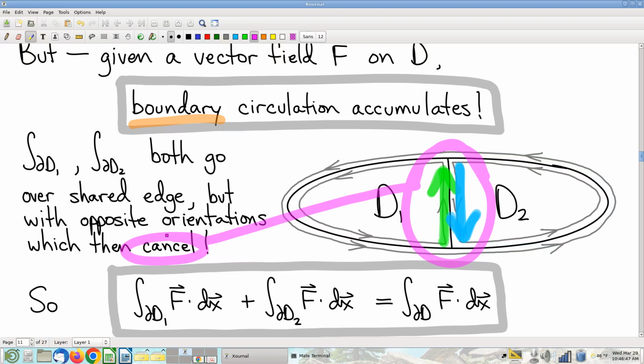So amazingly, even though perimeter crashes and burns on the accumulation feature, boundary circulation doesn't. Boundary circulation, there's no difference between the whole and the sum of the parts. So boundary circulation accumulates. Everybody with me?